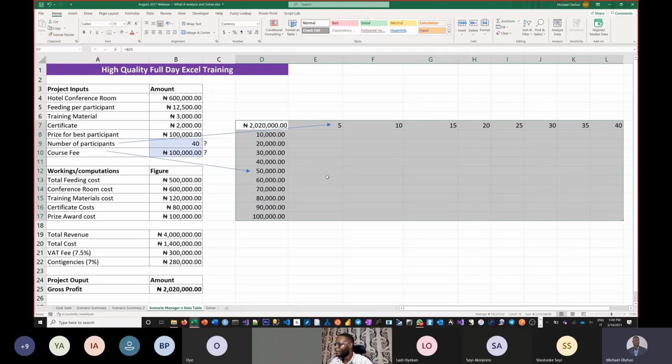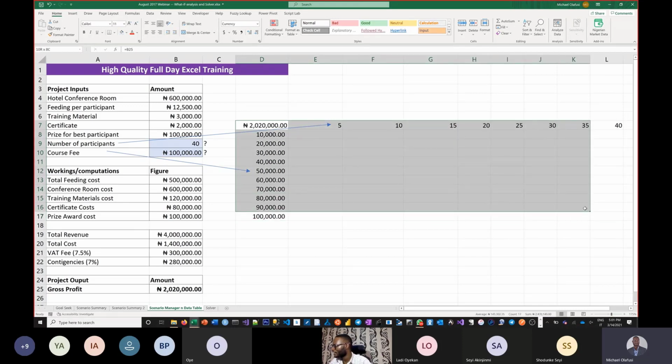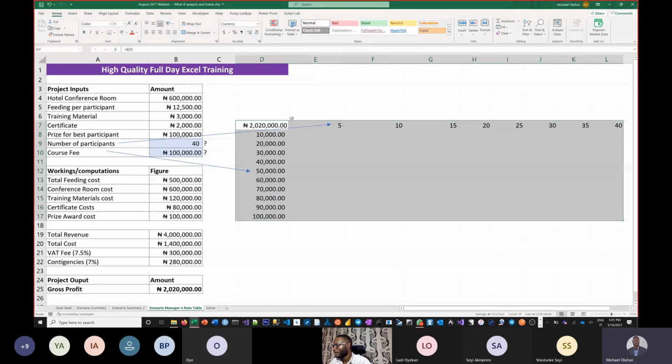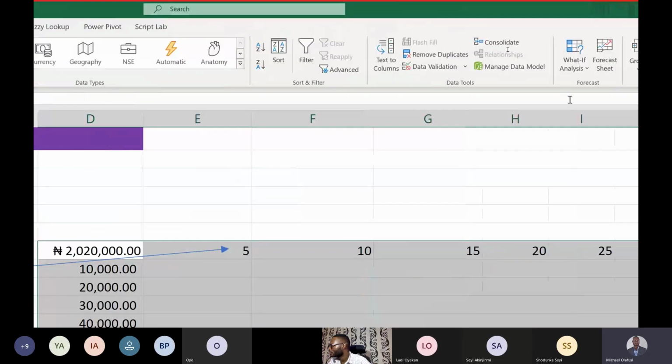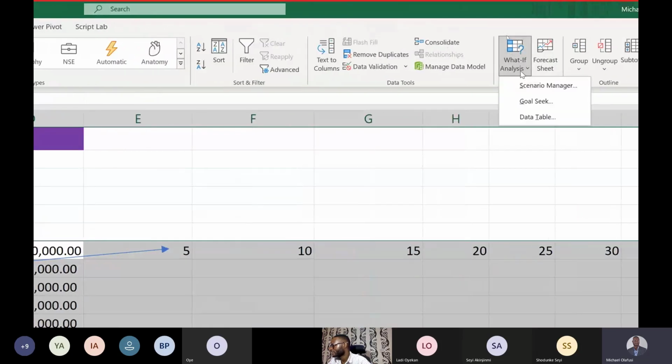So how is our gross profit going to be changing based on changes in the number of people we get and based on changes in the amount we charge them, right? So once I do this, I select the entire table. I go to the Data menu. I go to What-If Analysis. I go to Data Table.